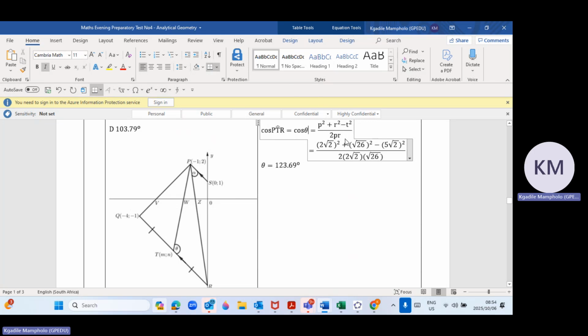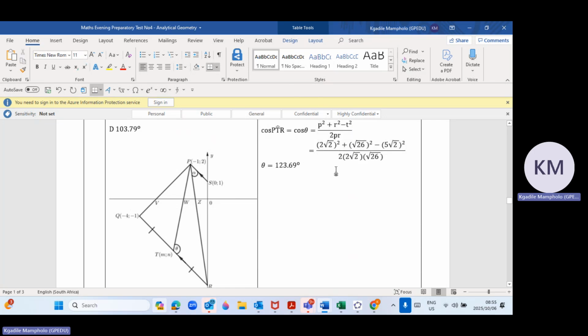Then you can also use it as t squared equals p squared plus r squared minus 2pr cos t, and after that you substitute, and manipulate it to get the answer, which is still fine.